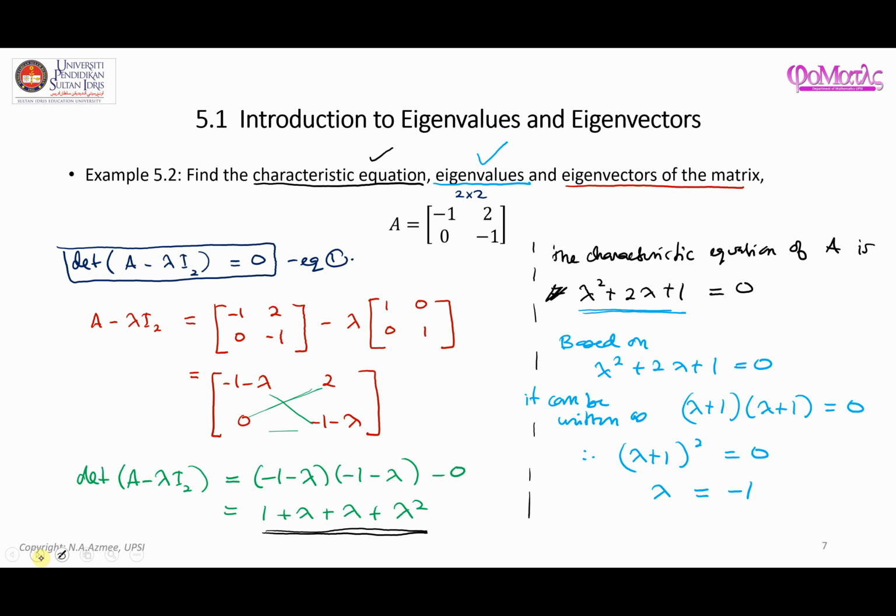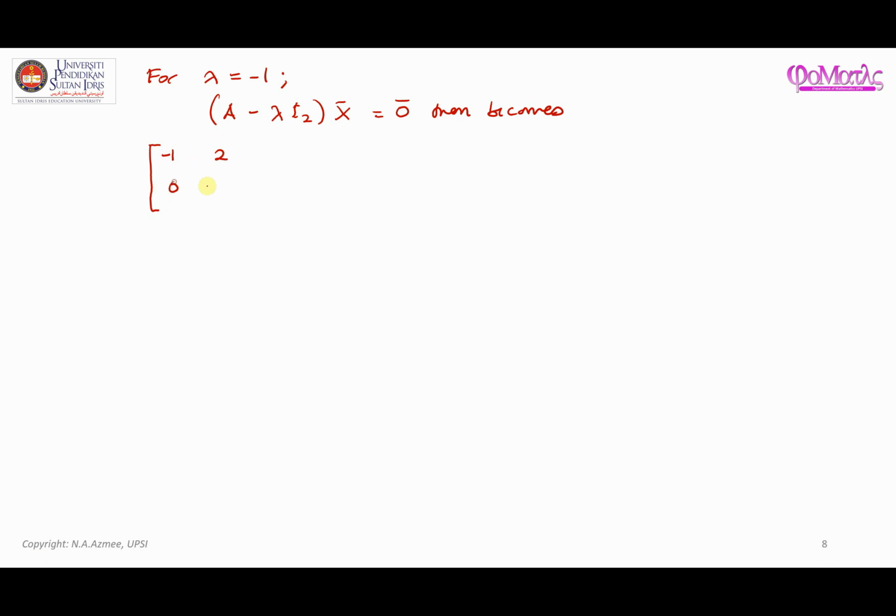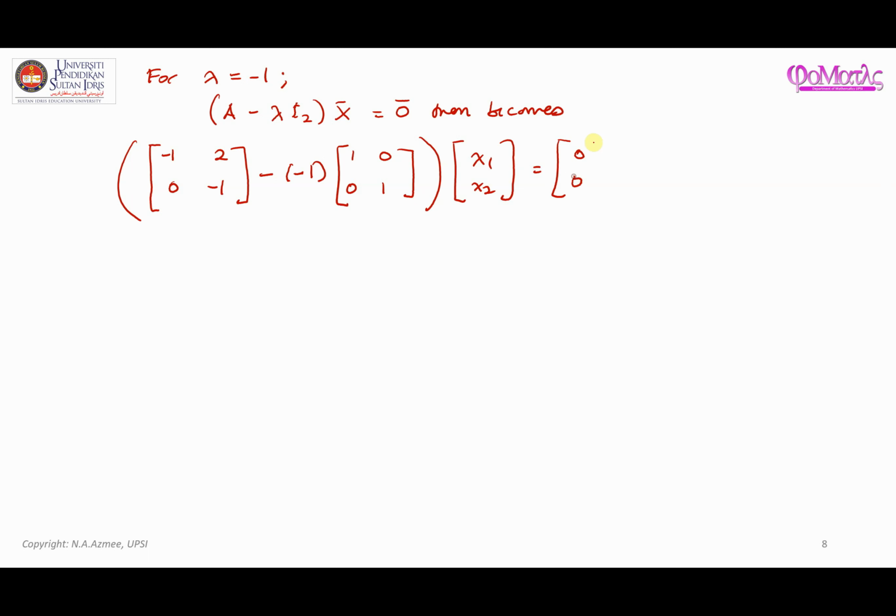So for lambda equals -1, the equation (A minus lambda I2) vector x becomes, I'm just going to substitute matrix A and so on. So matrix A is -1, 2, 0, -1. This is matrix A minus lambda, so lambda is -1, this is the identity matrix, and this is x1, x2, and this is vector 0.